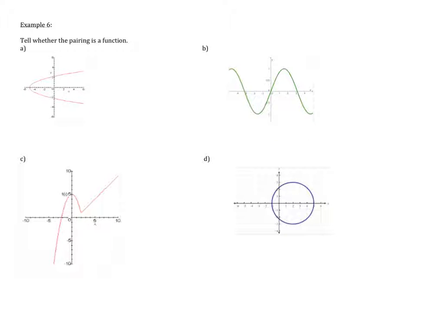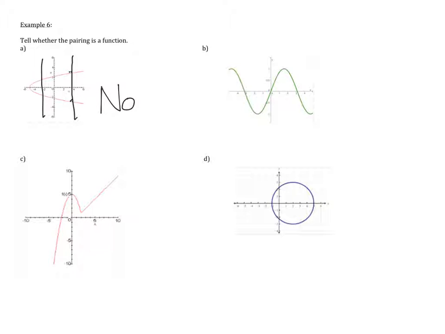Example number 6 has us using the vertical line test. As you can see here, we're given 4 graphs and we're asked to tell whether the pairing is a function. So all we're going to do is take vertical lines and pass them through the graph and see if the vertical line is touching the graph in more than one spot. And as you can see here in part A, this vertical line, if I were to draw it right here, would pass through the graph in 2 different spots. If I drew a vertical line here, it passed through the graph in 2 different spots. So that means that I would have an x value matched up to some y value here, and the same x value matched up to a different y value there. So therefore, that is not the definition of a function. So this represents not a function.